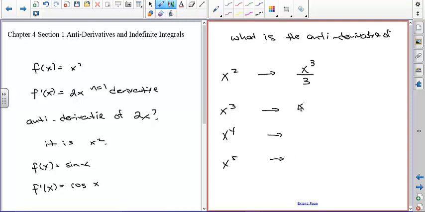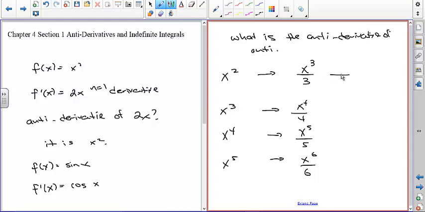You add 1 to the exponent, divide by the new exponent. So these are all the antiderivatives of those. And so this is the anti part.